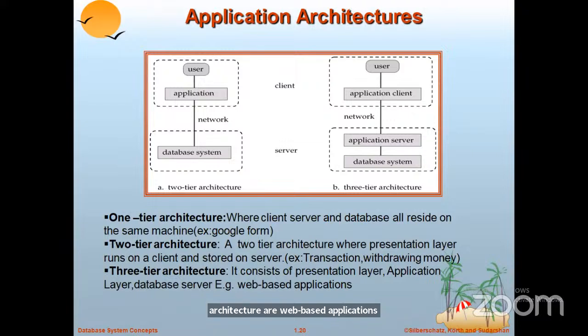This three-tier architecture has different usages with different applications. It can be used for web applications and distributed applications. So this is about three-tier architecture. Is it clear?